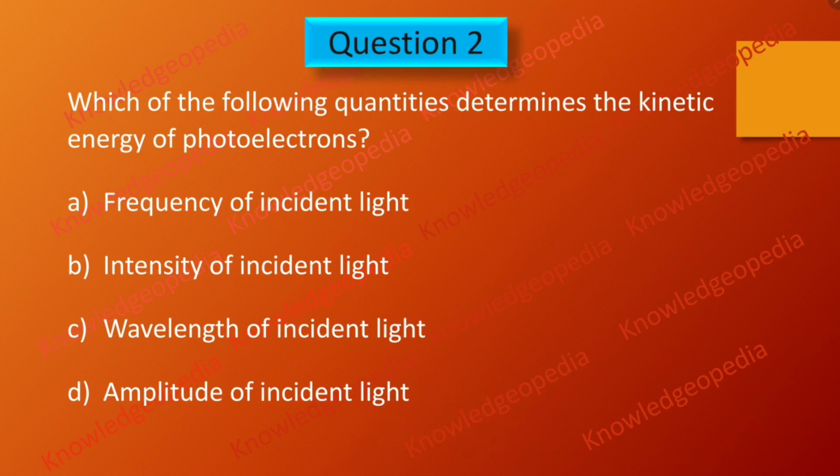The next question is, which of the following quantities determines the kinetic energy of photoelectrons? Options are frequency of incident light, intensity of incident light, wavelength of incident light, and the last one is amplitude of incident light. So we know that whenever the light falls on the metal surface, it is used in two parts. The part one is to remove the electron and the next part is given as the kinetic energy. And the energy of the incident light depends on the frequency. So the answer is option A.